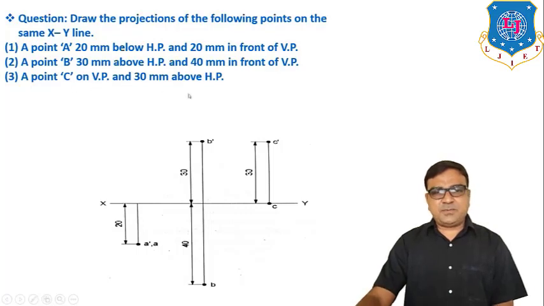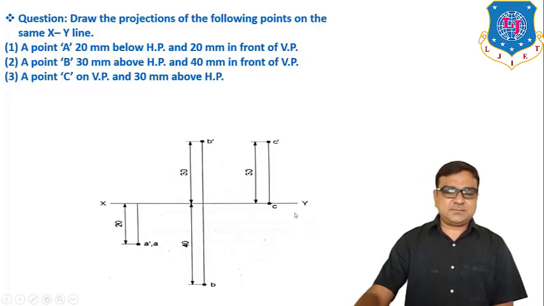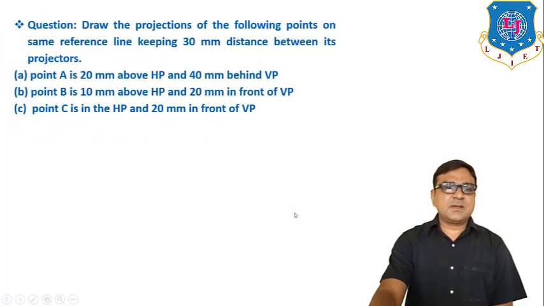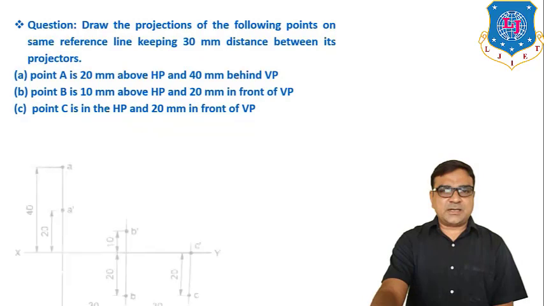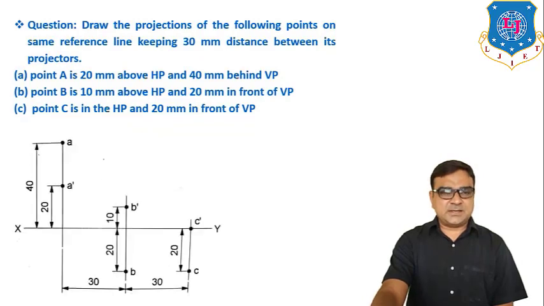Point C is on VP and 30 mm above HP. So its front view, c dash, is 30 mm above XY, and because the point is on VP, the top view is always on the XY line. So these are another 3 problems. You can solve them yourself. The answers are given.